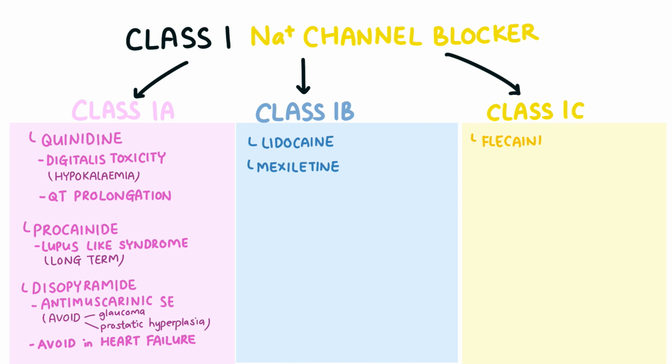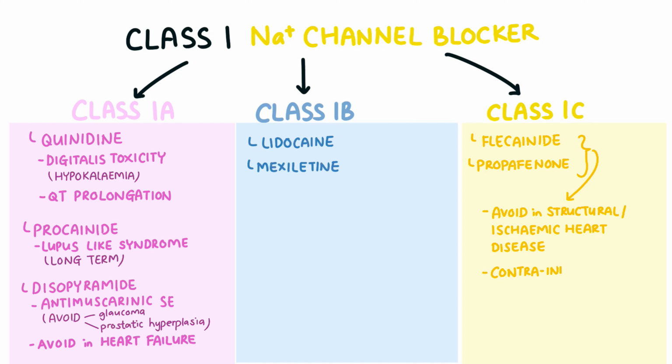The 2 main drugs in Class 1C are flecainide and propafenone. These drugs should be avoided in structural or ischemic heart disease. Using them in these patients can actually increase mortality. They are also contraindicated in patients with severe asthma or COPD, especially with propafenone, due to its mild beta-blocking properties.